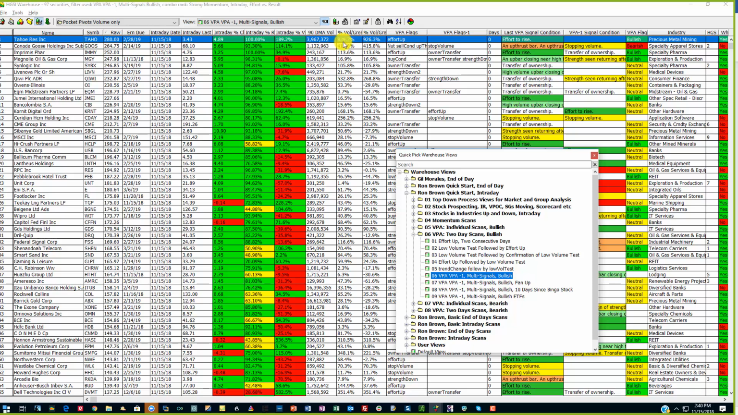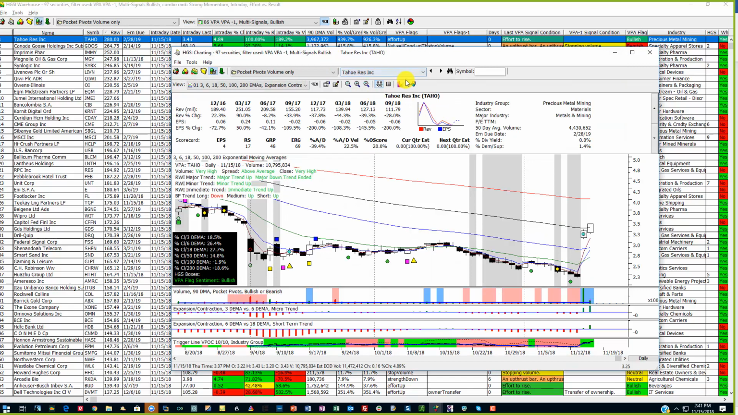So, let's take a look at Tahoe Resources. It's up 4.89% today. It's trading at 100% of its daily range. On heavy volume, it had an effort to rise yesterday. And this column right here tells you the days since the last VPA signal. There was no signal the prior day, but it has a VPA flag sentiment of bullish, and it's in the precious metal and mining group. Let's take a look at it. It's a cheap stock, I think, and it is.